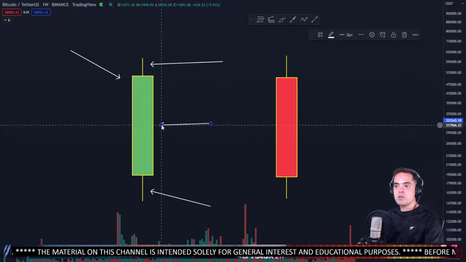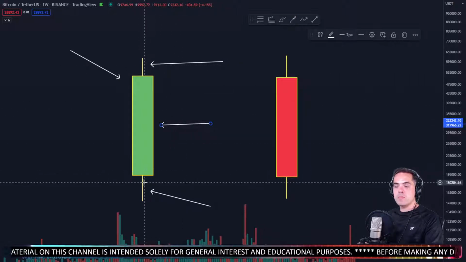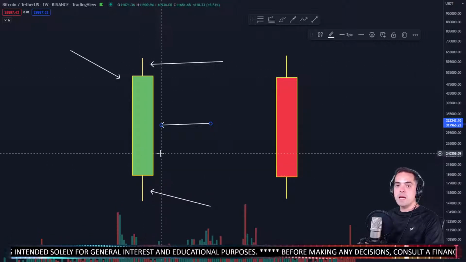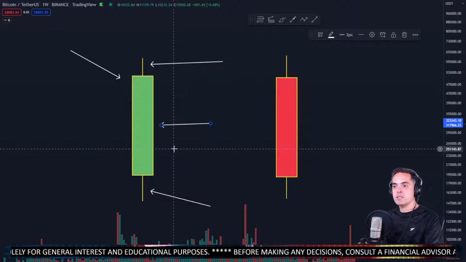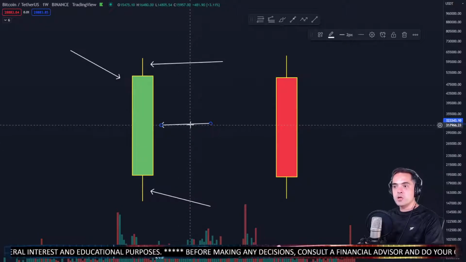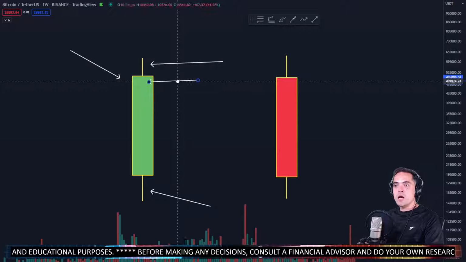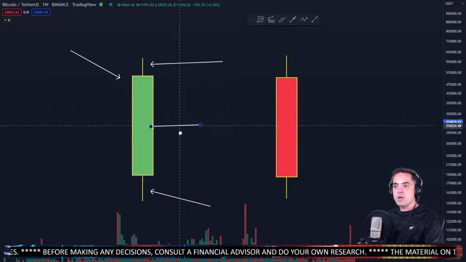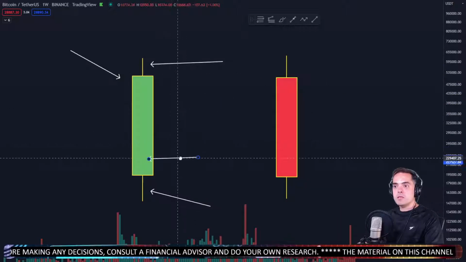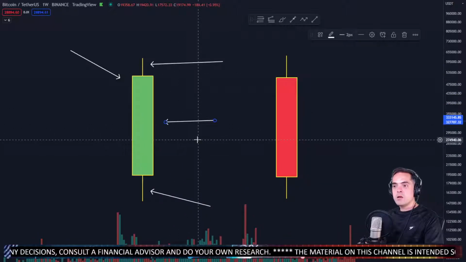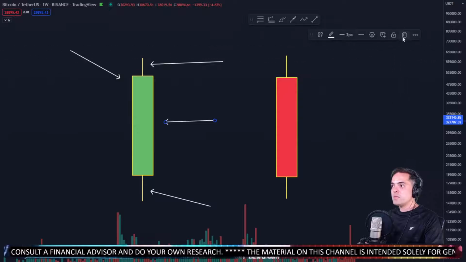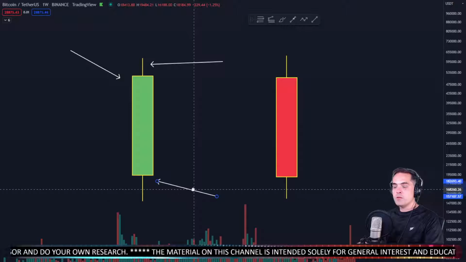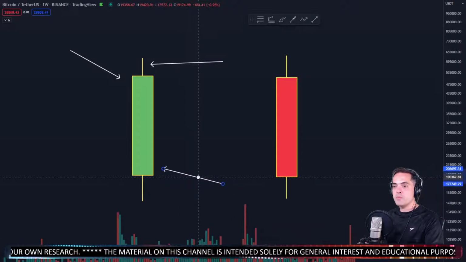So again, we have the wicks or the shadows, the upper and the lower. Sometimes we don't have them, but that's another story. It's good to know the structure. And we also have the full body of a candle. The full body is the rectangle part. That being said, I think we can move to what everything here represents.